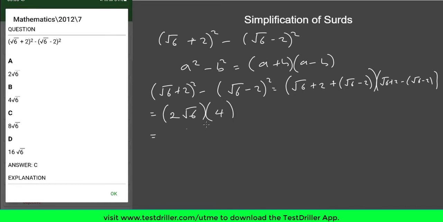So if you multiply these two, you're going to get 2 root 6 times 4. That becomes 8 root 6. Note that when you multiply two things, of which one of them is a surd, you don't multiply the 4 to the surd, you multiply it to the integer. So that's why we get 8 root 6. And that means the right option is option C.